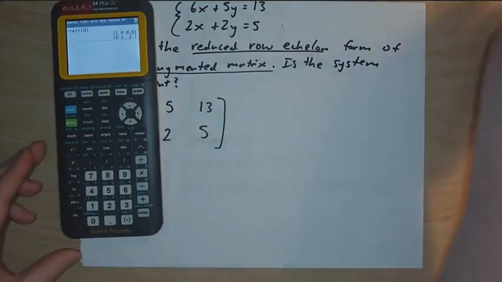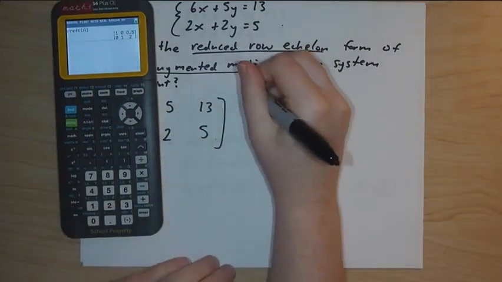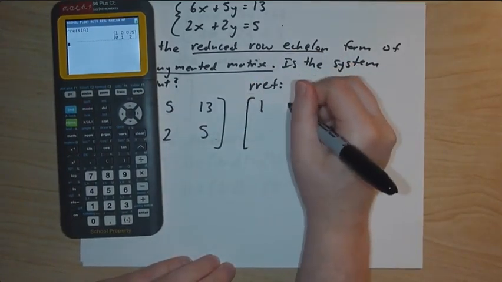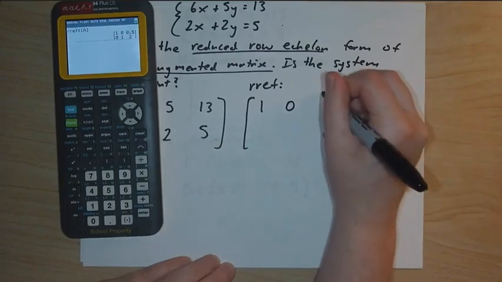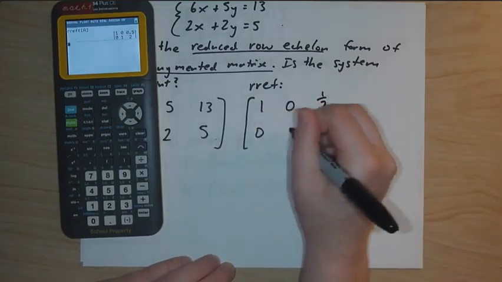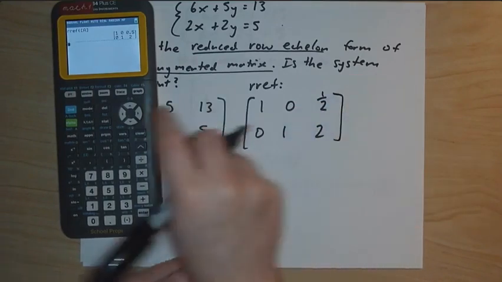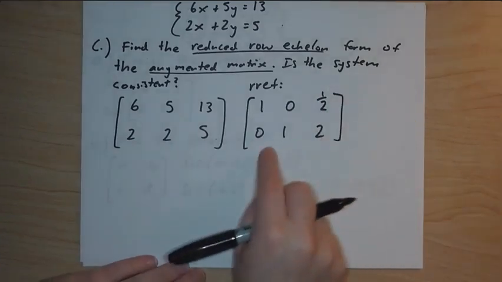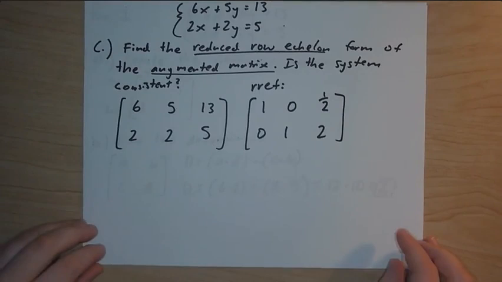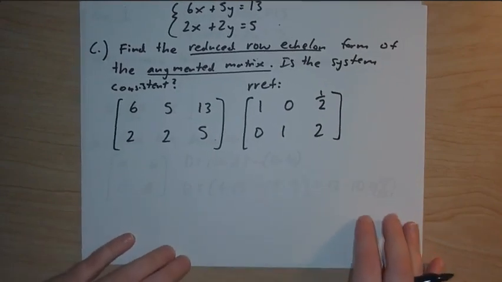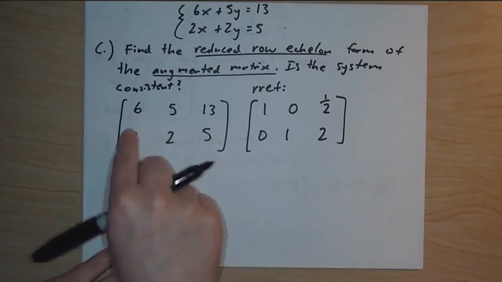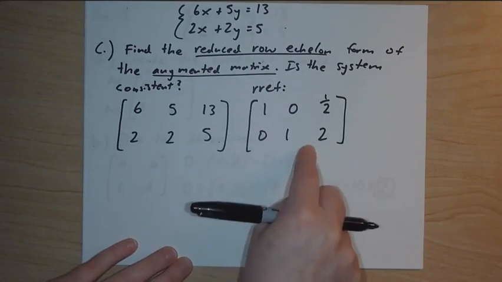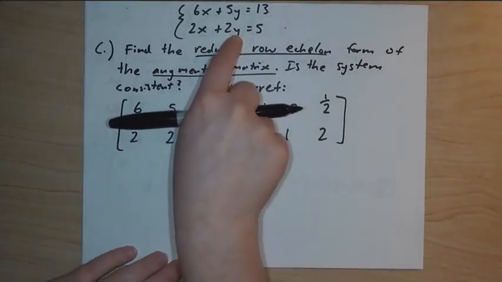So let's write down that answer. So after we do RREF, our matrix becomes 1, 0, and then 0.5, I'm just going to write as 1/2, and then 0, 1, and 2. So first, before we ask if the system is consistent, we're going to ask what this means. Remember that if we can put something into a matrix form, we can take it out of the matrix form. So we had this, we moved this into a matrix form, and then we changed it into this form. We can now change this back into an equation form.